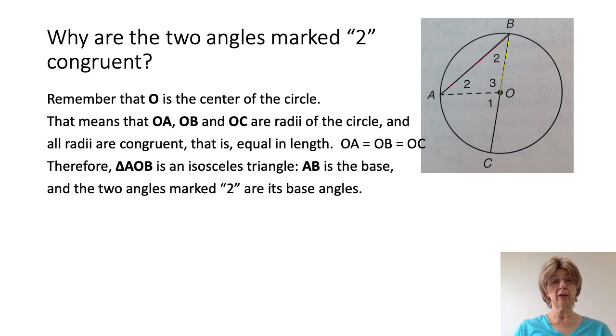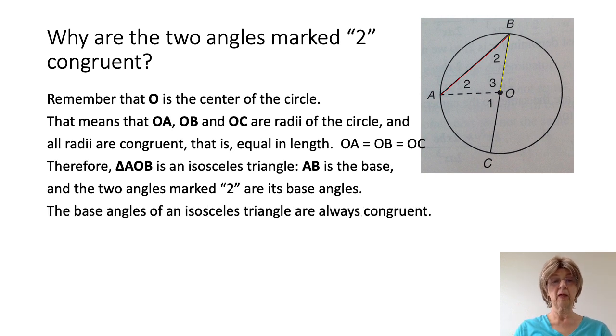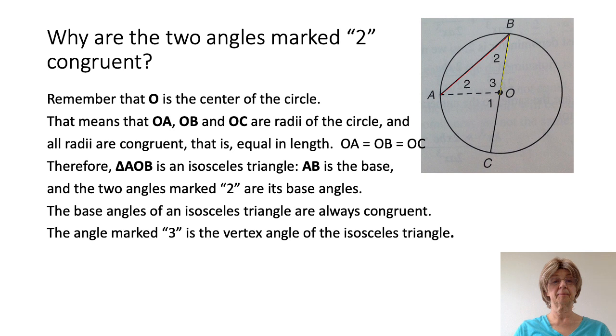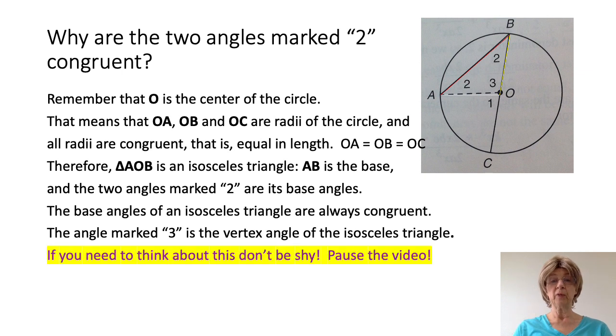Therefore, triangle AOB is an isosceles triangle. AB is the base, and the two angles marked 2 are its base angles. The base angles of an isosceles triangle are always congruent. The angle marked 3 is the vertex angle of the isosceles triangle. If you need to think about this, don't be shy. Pause the video.